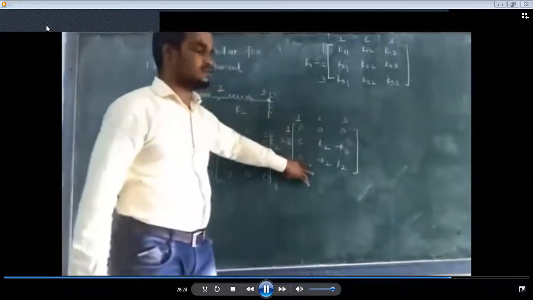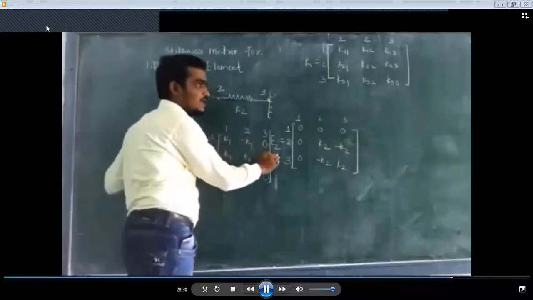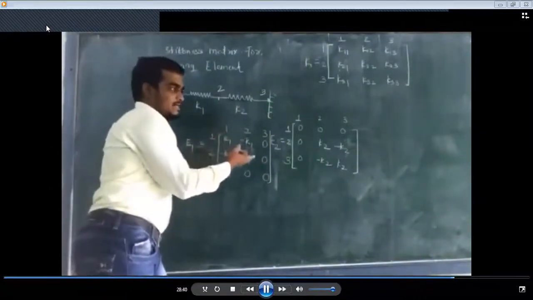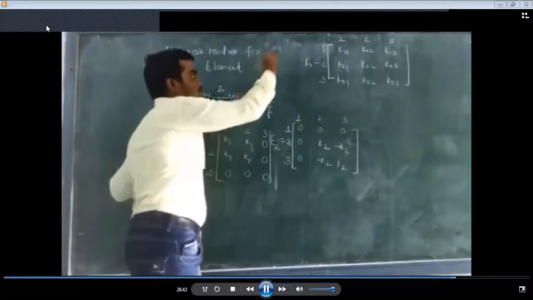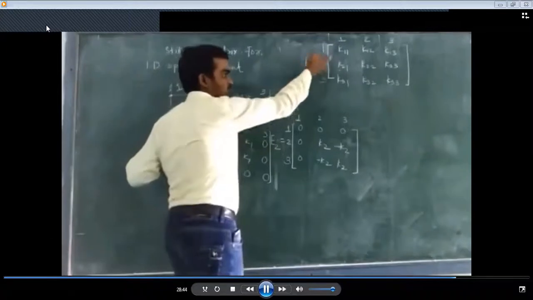Okay, so in this way you can write your elemental stiffness matrix E2. Here first row and first column has null effect. Now, by using this E1 and E2, you can construct the global stiffness matrix. Means by simply adding the elemental stiffness matrices E1 and E2, you will get the global stiffness matrix K. So see how to construct the global stiffness matrix.